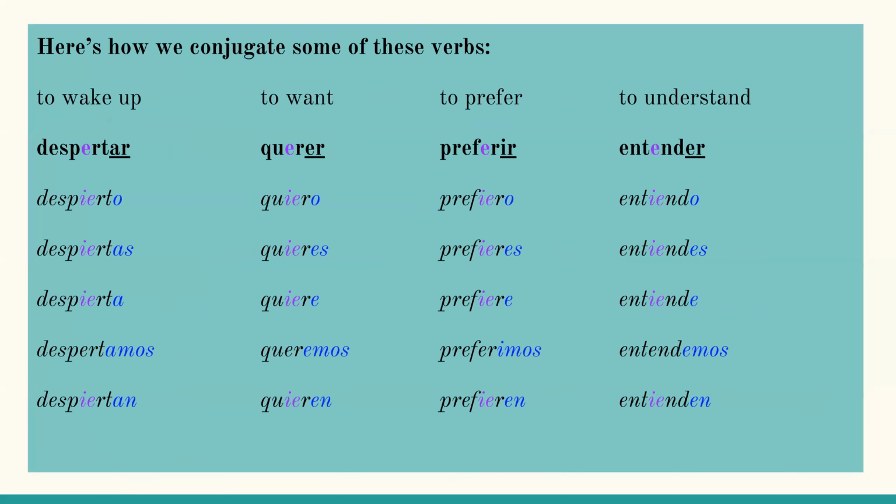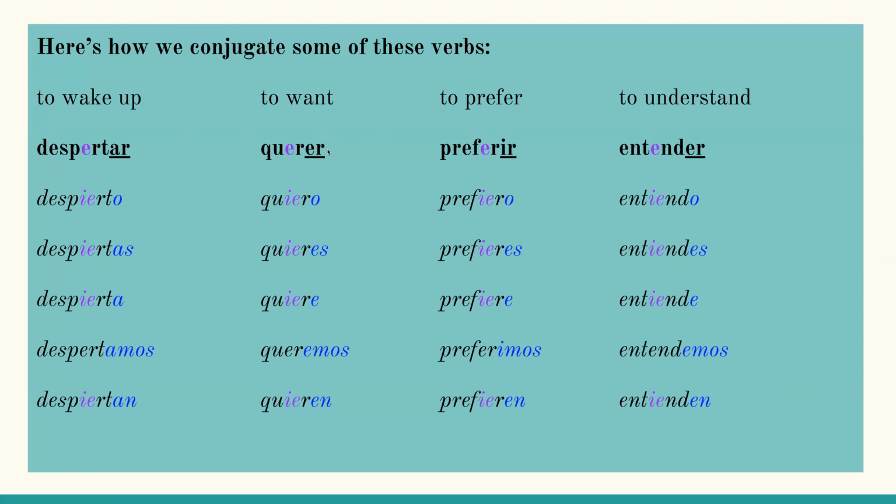Here are our conjugations for some commonly used verbs. As you can see, I have the stem change here in purple. Here we have the E, and here you have what you change it to. So E to IE in all persons except nosotros. This is the verb despertar. So we would say despierto, despiertas, despierta, despertamos, despiertan.